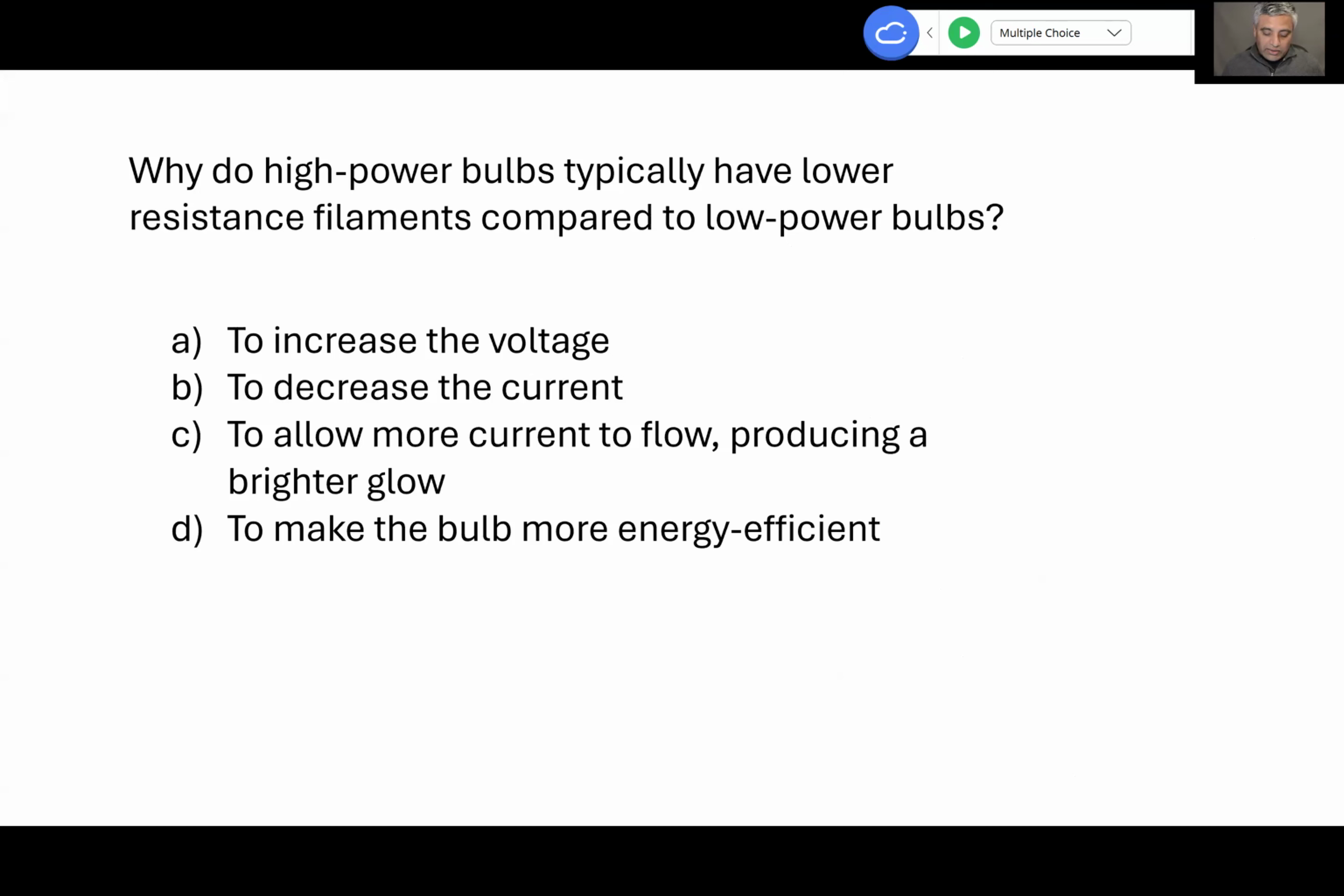So why do high power bulbs typically have lower resistance filament compared to low power bulbs? So I'm asking the same question I just talked about. What do you think? You have a minute.